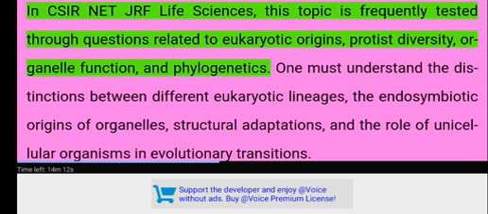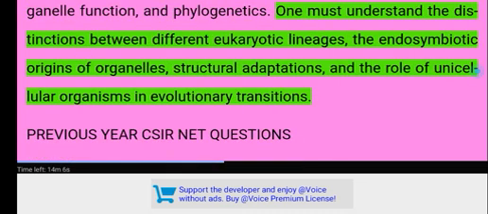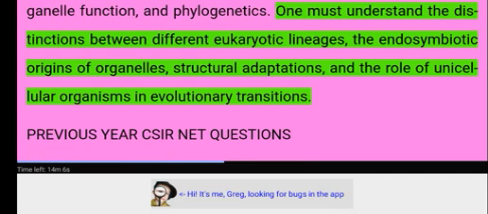In CSIR NET JRF Life Sciences, this topic is frequently tested through questions related to eukaryotic origins, protist diversity, organelle function, and phylogenetics. One must understand the distinctions between different eukaryotic lineages, the endosymbiotic origins of organelles, structural adaptations, and the role of unicellular organisms in evolutionary transitions.